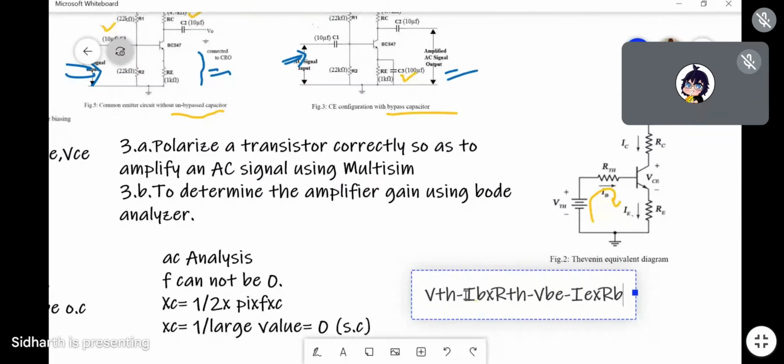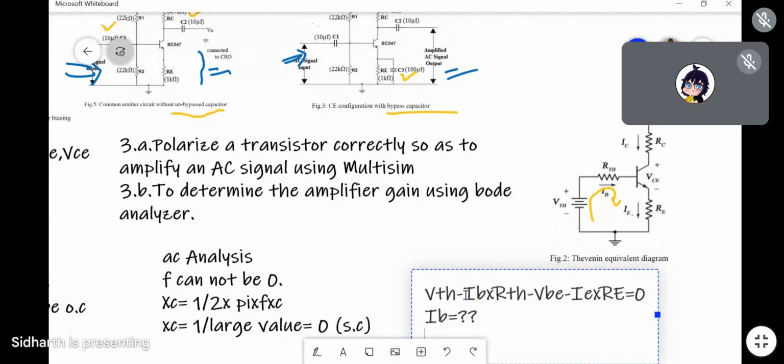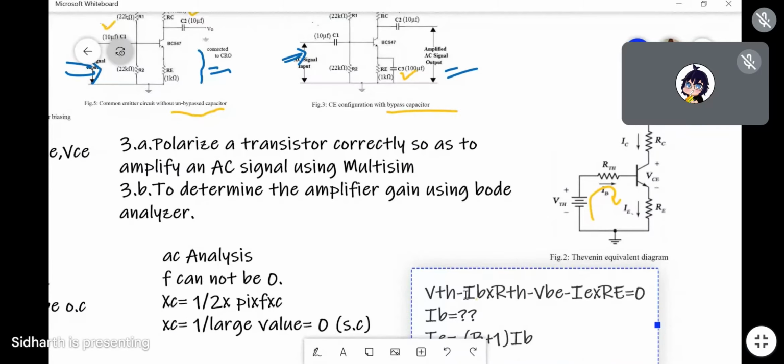RE equals to how much? 0. Then you will find the IB value from here. Right? Then you have to find out the IE value. IE value will be Beta plus 1 times IB. Again IC equals to what? Beta IB.